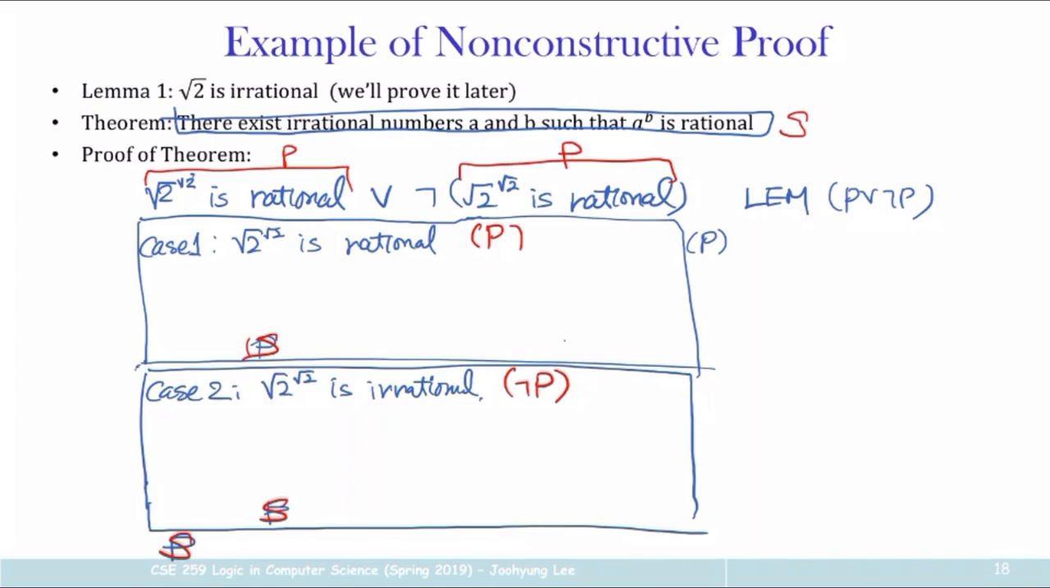I didn't use any fact about irrational numbers and so on. This is just based on the structure of the statement. I can write this proof structure. So what we are going to prove is, when you assume this number is rational, we are going to prove this S. And when you assume the negation of P, we are also going to prove the same S. And from this, we'll conclude S, no matter what case that we are in. Okay? So let's look at the proof.